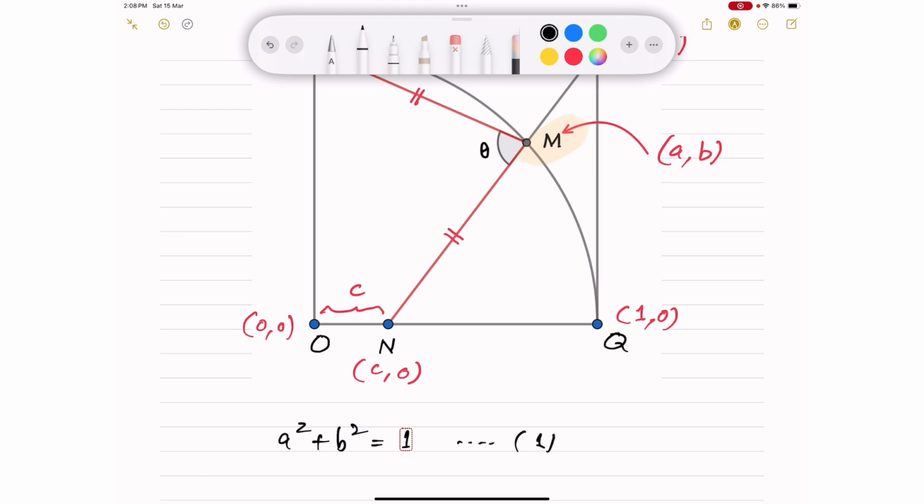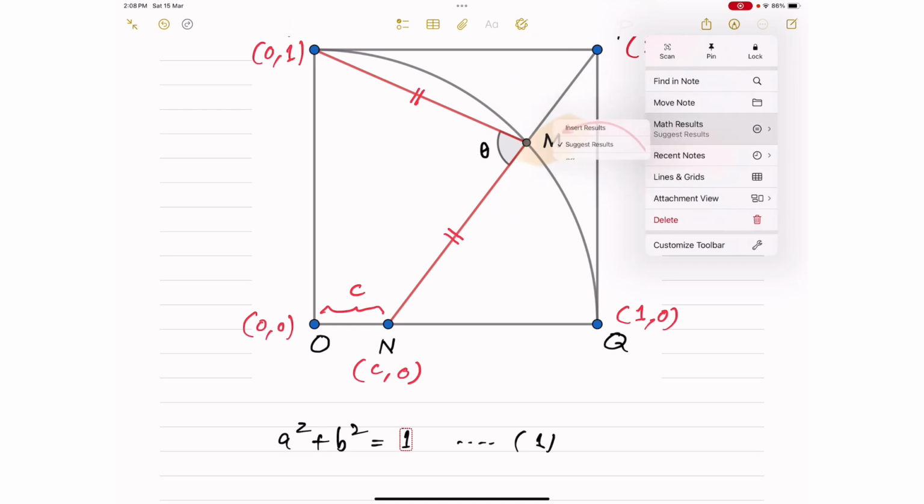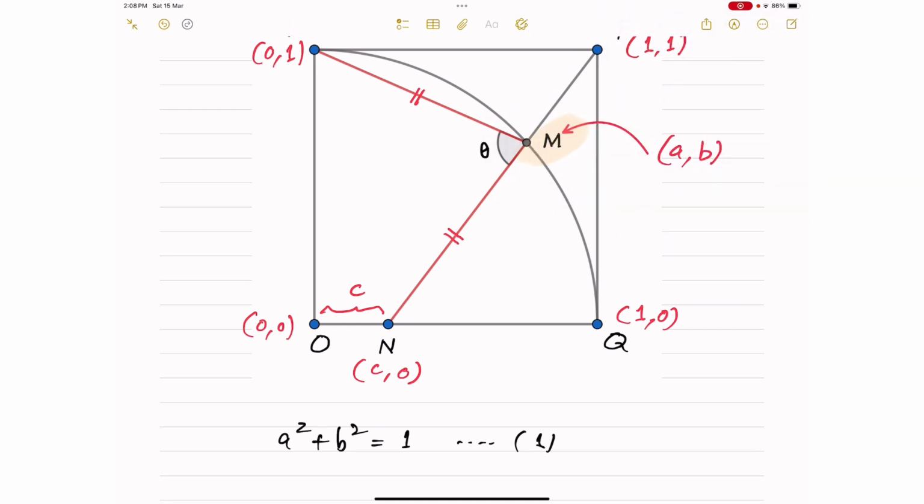Let me deactivate the math thing here. Okay, sorry, again. Yes, so that forms our first equation.